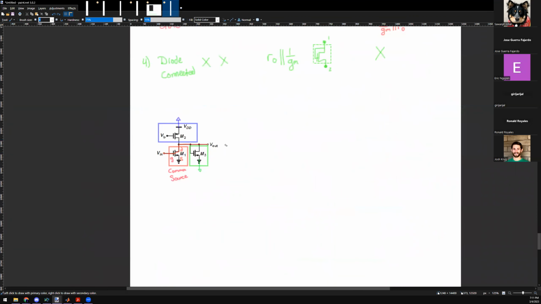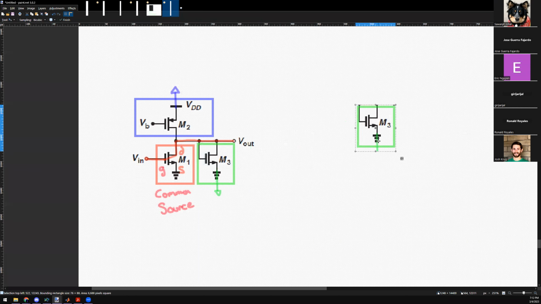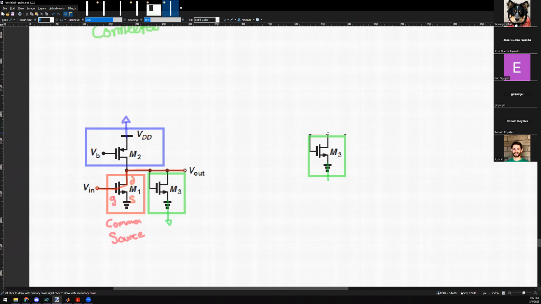How does this work? Effectively, if I have to move from here to here, or sorry, let's consider M3. M3 is a device dangling off V out to ground, right? So if I just copy this guy over, what does this guy look like in small signal? It's connected like this inside, right? But what does this guy look like from the outside, from these two terminals?